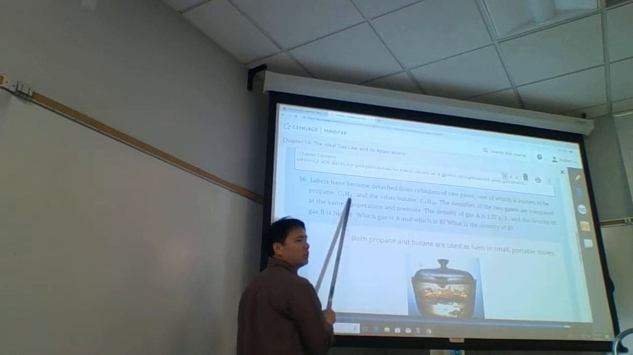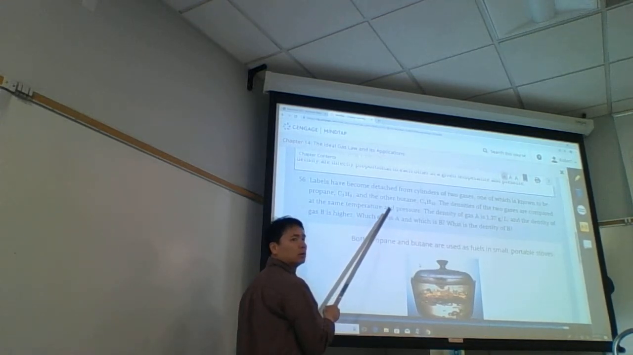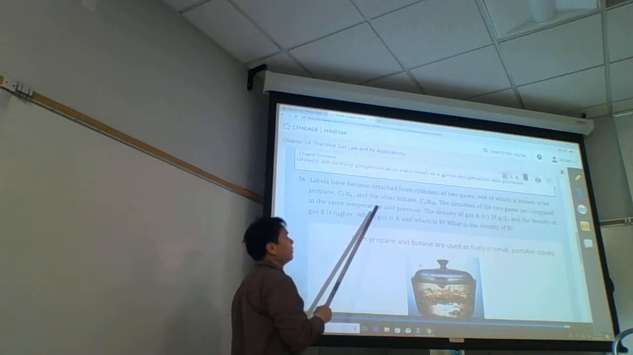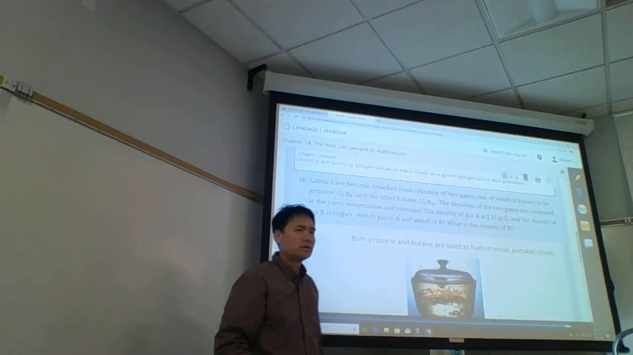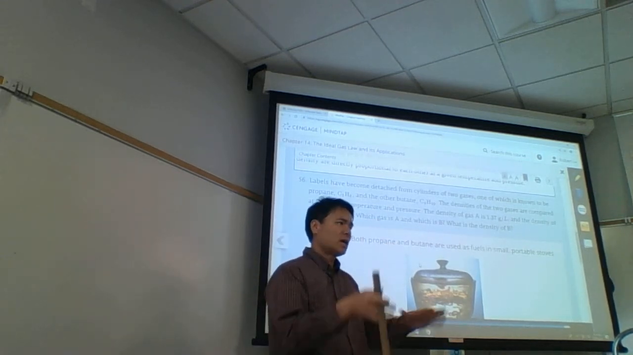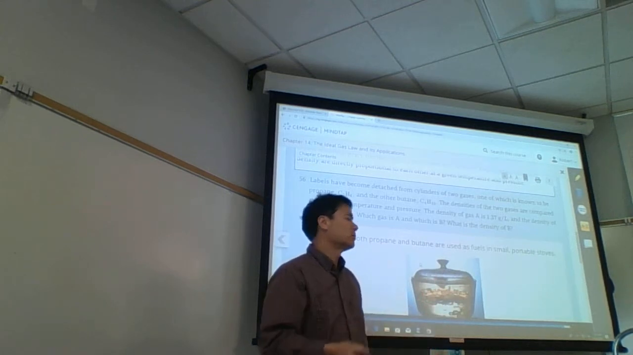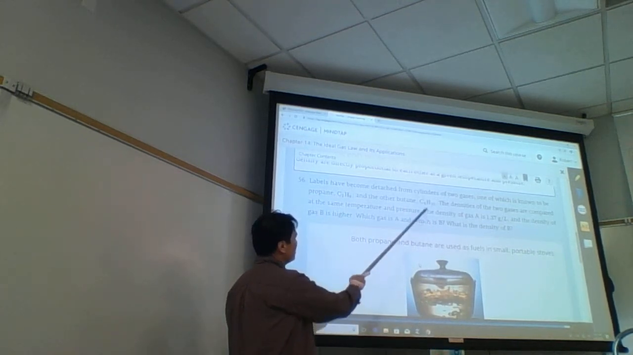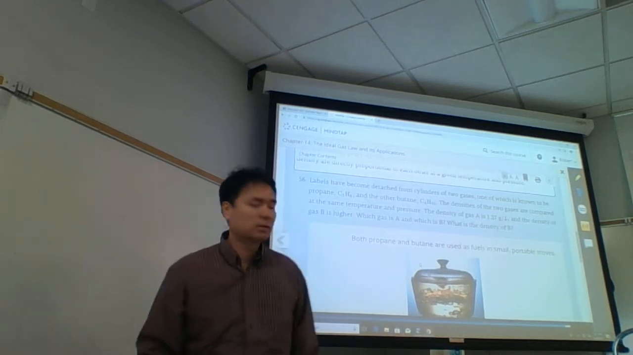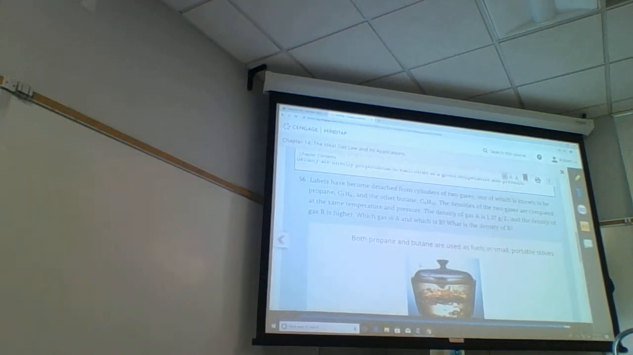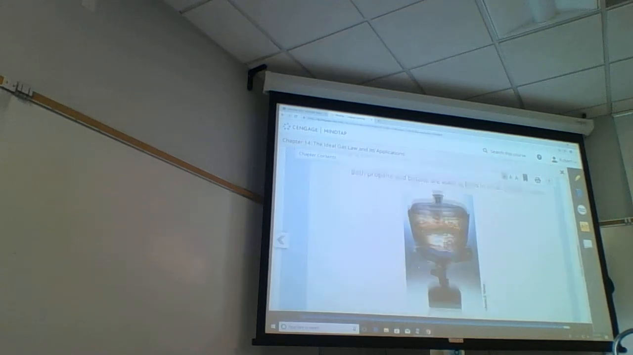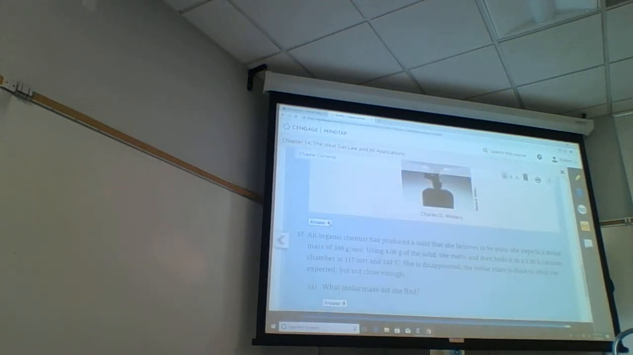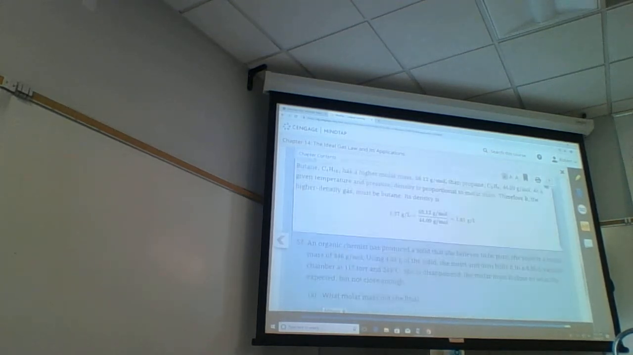Well, which molecule weighs more? Butane weighs more, so butane's going to have a higher density. You're going to get the same number of gas particles in a volume, it's just going to weigh more. So gas A has got to be propane, gas B has got to be butane. Butane's heavier. They calculated it, but we don't have to necessarily calculate.